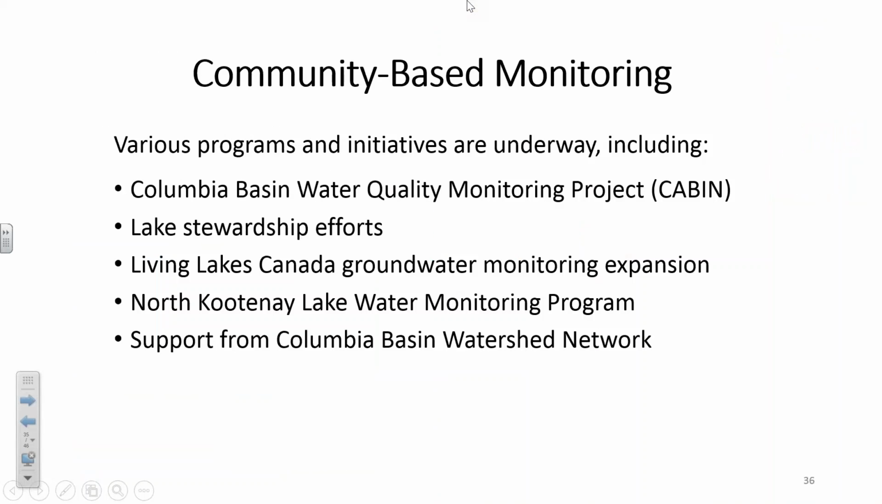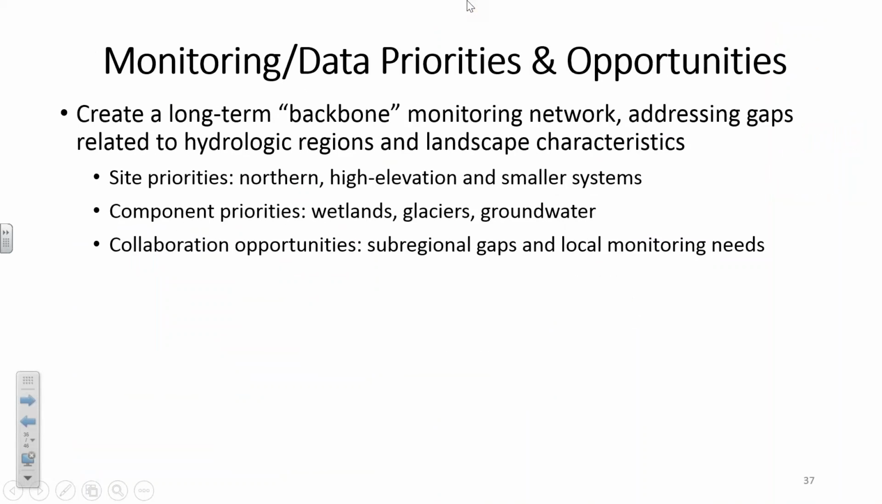Lastly then, community-based initiatives, community-based monitoring, citizen science. This is related, it's sometimes called that, and we have people in the room who have lots of experience with this in particular. There's lots of initiatives underway in the basin. The Columbia Basin Water Quality Monitoring Project, which we have heard talk about today, uses the CABIN protocol, and that's been ongoing for some time. There are lake stewardship efforts, Jim Smith Lake and others. Living Lakes Canada has created a groundwater monitoring program, and that's actually expanding.